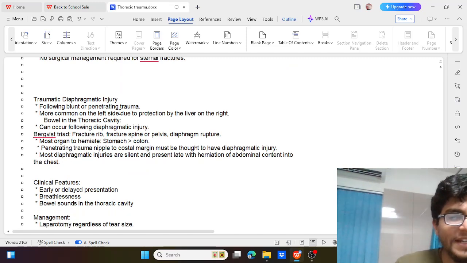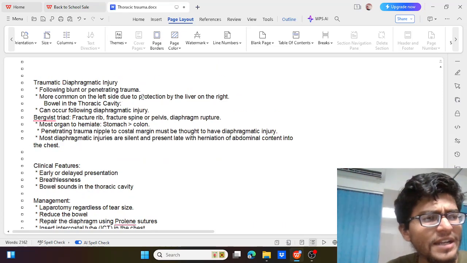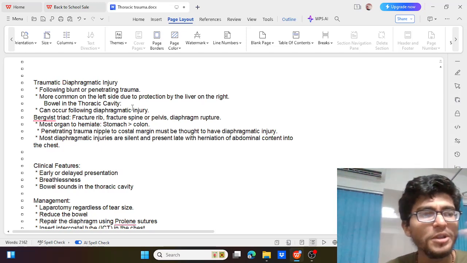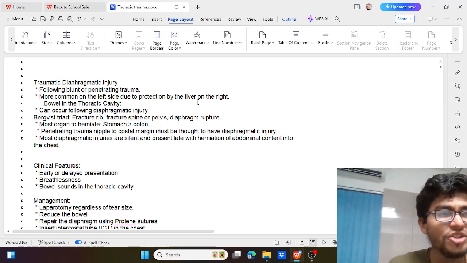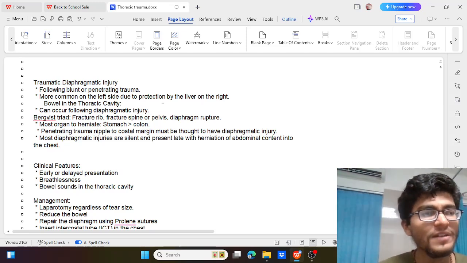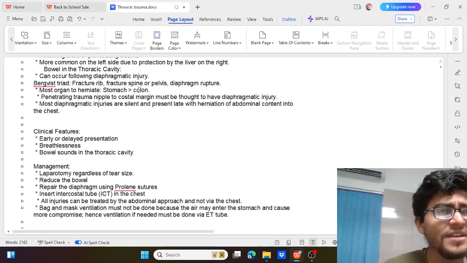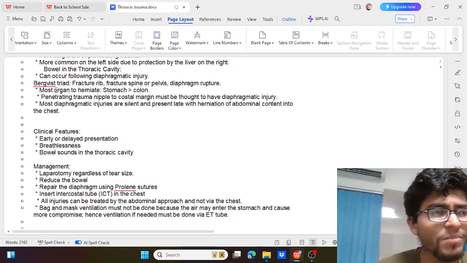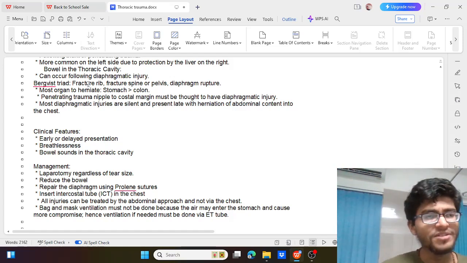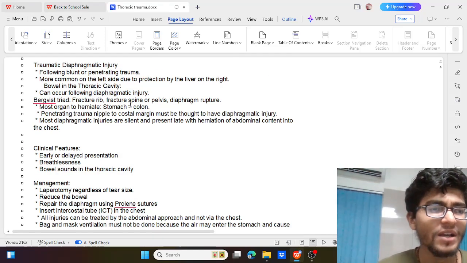Then coming to traumatic diaphragmatic injury, that is diaphragmatic injury. It can be seen again in blunt and penetrating injuries and is more common on the left side because it is protected by the liver on the right side. And due to the injury to the diaphragm, the bowel, that is intra-abdominal, will come into the thoracic cavity. And what we see here is Burgess triad in these cases, that is fracture rib, fracture spine or pelvis, and diaphragm rupture. And the most common organ coming up is stomach followed by colon.